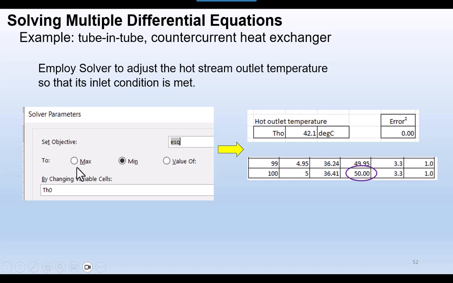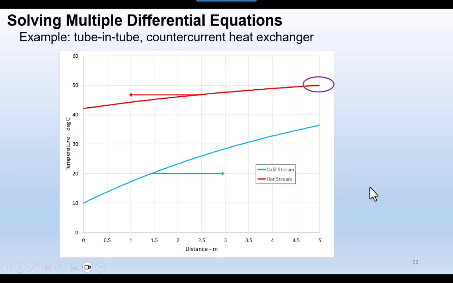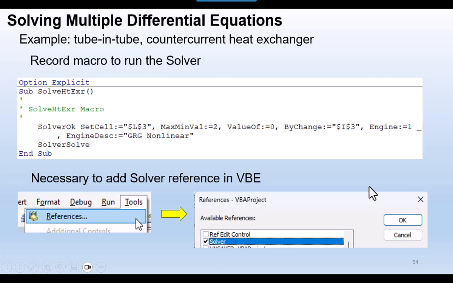So we have set up to minimize the error squared by changing this, and when we run the solver, it solves the problem. And then we have this chart depicting the solution. Now, another thing that we can do here is take that operation of running the solver and record a macro that tells us how, from VBA, we would run that solver solution.